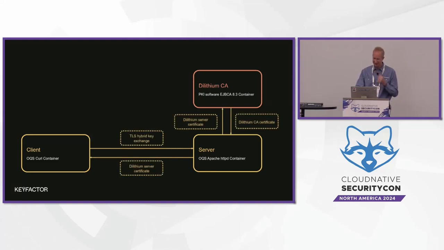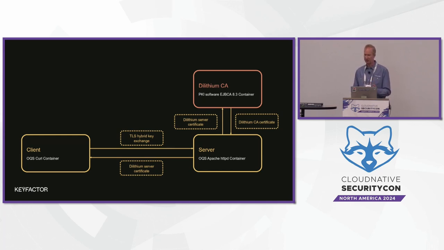And now to my demo. So I'm going to demo a classic server-client communication as well, which we have seen examples of already before. So I'm going to use an Apache HTTPD container and a curl container that talks to each other. But I'm going to use the ones from the Open Quantum Safe project, which is a Linux Foundation project, which implements a provider with post-quantum algorithms for OpenSSL and other cryptographic providers.